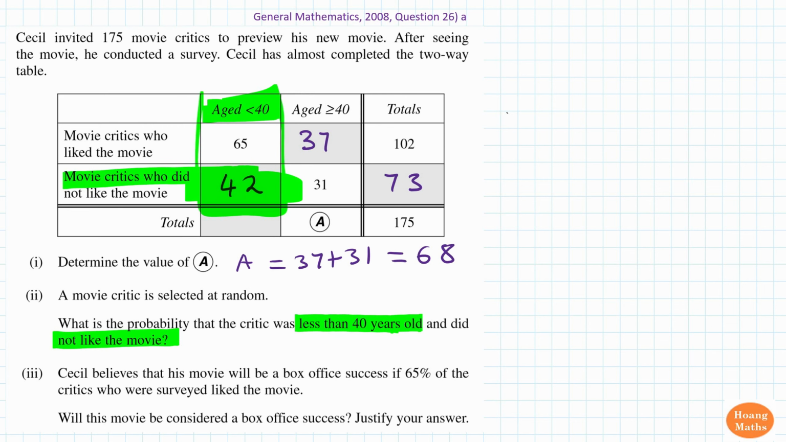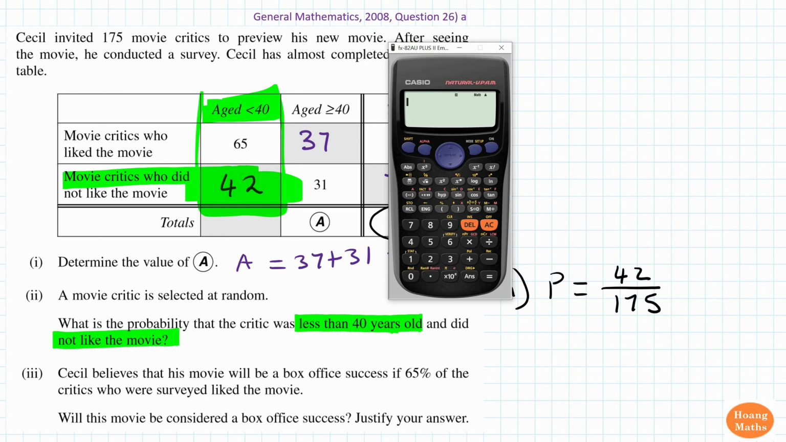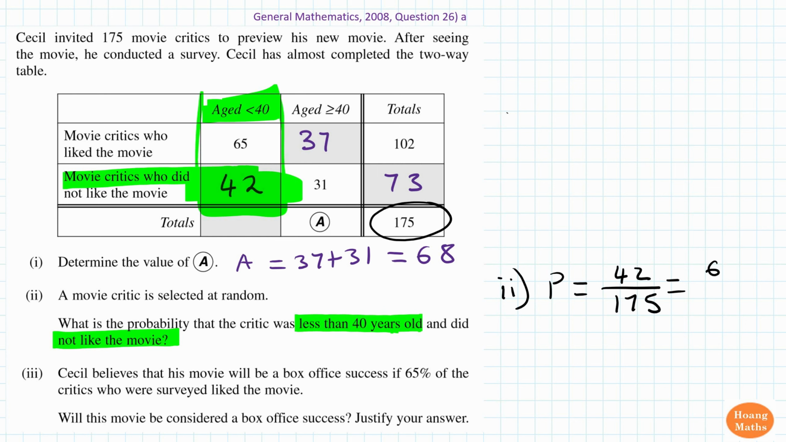So that is 42. So the probability is equal to 42 out of the total, which is 175. And then you can simplify that. Otherwise, you can just put it in a calculator. So it is 42 over 175, which equals 6 over 25. So that is the probability.